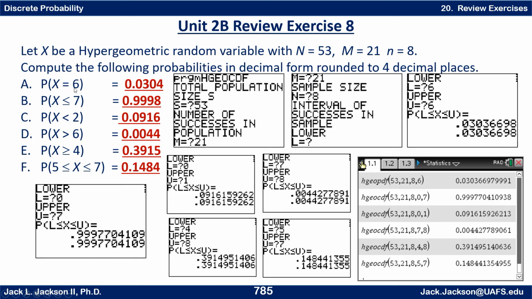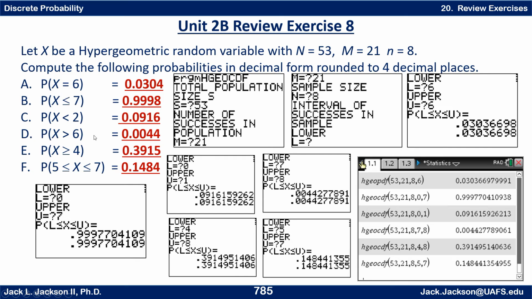Well, if you're doing just at 6, that really should be a PDF, but with the CDF built like this one, you don't really need the PDF. You just use lower and upper the same number. Lower is 6, upper is 6. So this would just be the probability that x equals 6, 0.0304.